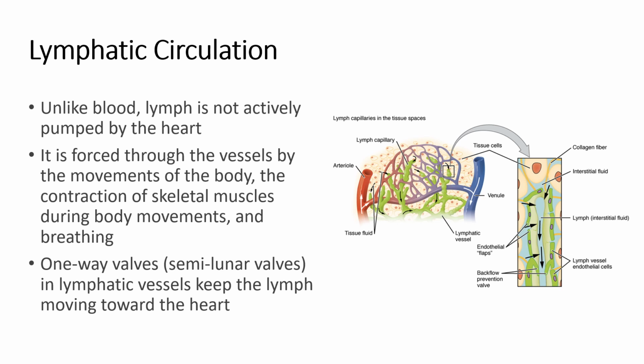One-way valves, referred to as semilunar valves because their cusps, right, their little flaps, look like half moons, in these lymphatic vessels keep the lymph moving towards the heart and not backsliding, right? So you can see in the picture, right, backflow prevented by these valves.